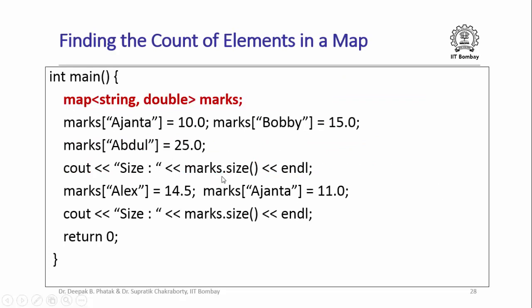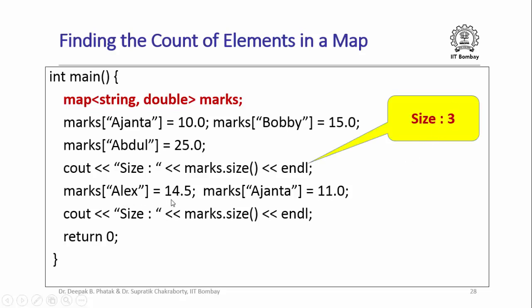Well, this is pretty simple. We have the size member function. So in this particular case, I created a map with key type string and value type double. Then I inserted 3 elements in it. And now if I try to find out the size of it, I will get the size is 3.